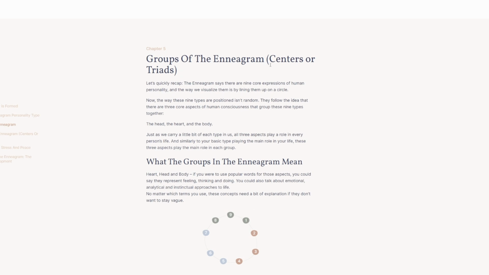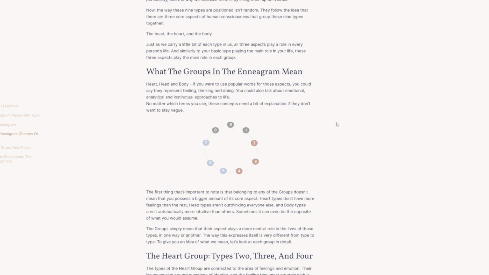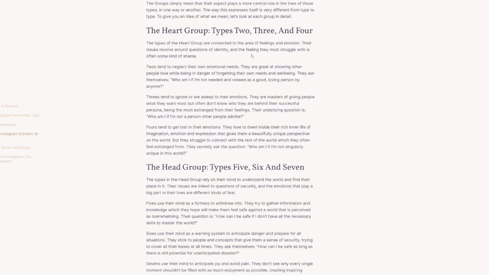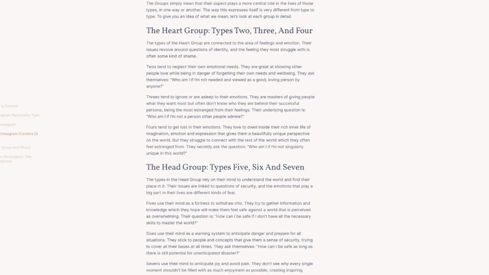Groups of the Enneagram: triads. Triads, I think about like gangs. It's 9. 9 divided by 3. It's 3. Some elementary math for you, just in case. Head, heart, body. Okay, that's what it is. I could have just read it. Is there an Enneagram where you're kind of dumb? So I'm part of the head group. 2, 3, and 4 are the heart group, and then the body group are 8, 9, and 1. The heart group are connected to the areas of feelings and emotion.